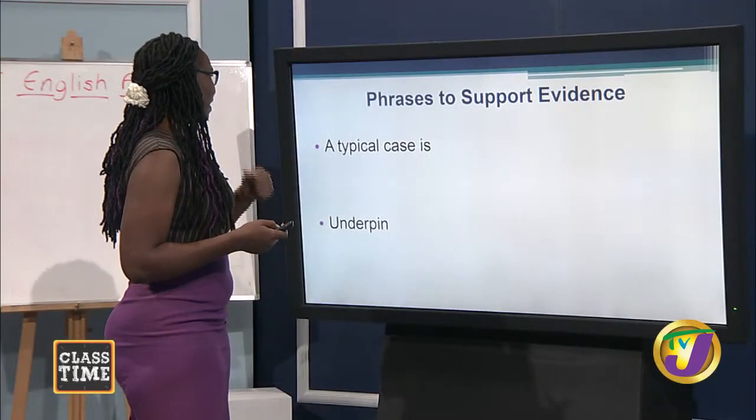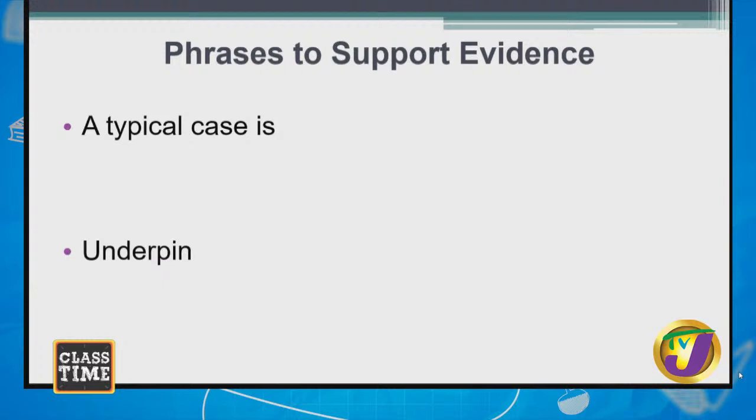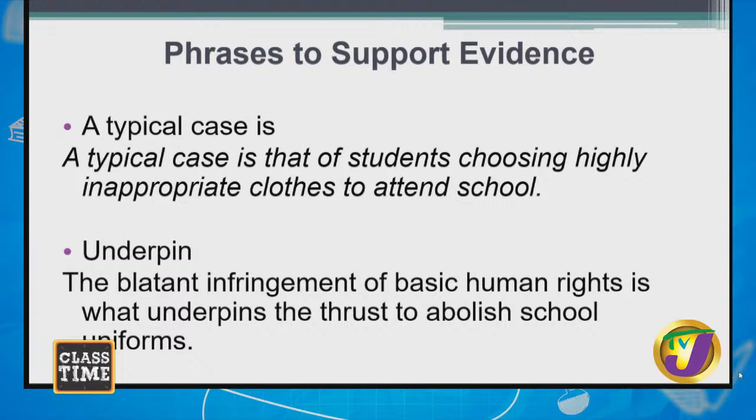So here we have another phrase. "A typical case is," and we have our word "underpin." How could you use "a typical case is" to support evidence? How could you use "underpin"? Let's look. A typical case is that of students choosing highly inappropriate clothes to attend school. How can you use "underpin"? Take a look. The blatant infringement of basic human rights is what underpins the thrust to abolish school uniforms. So in each of those cases, you have supported some kind of evidence and you have used your transitional phrases to show that you're in support of whatever evidence you're showing.